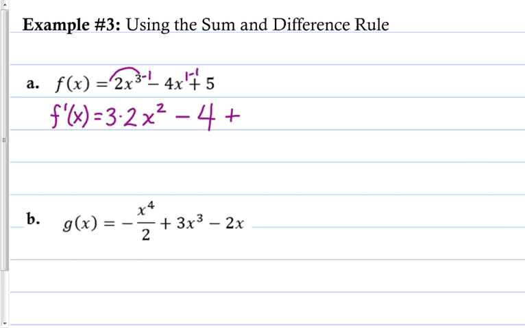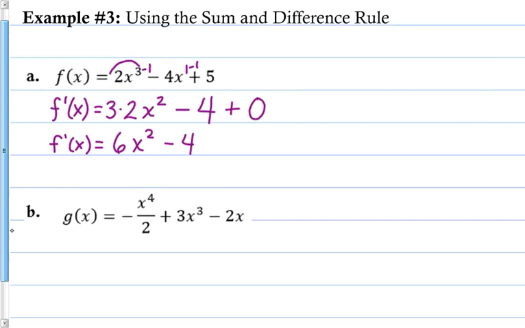5 is a constant, and the derivative of a constant is always 0, because that is basically a graph of a horizontal line, and the slope of a horizontal line is 0. So what I really have, once I simplify this, 3 times 2 is 6x squared minus 4. Obviously, you won't have to do all of this work once you know how to do this. You'll just do it automatically. I'm doing it because this is the first time most of you have seen this. All right, B.